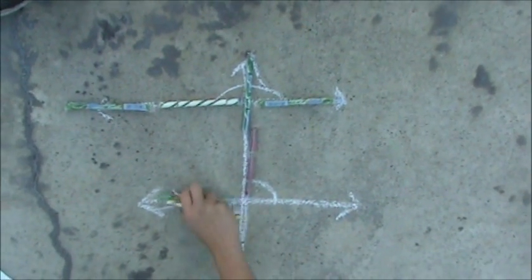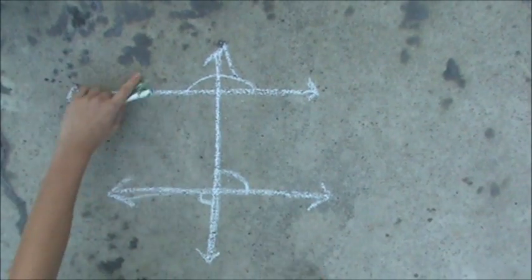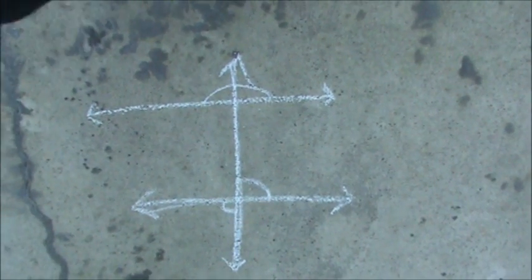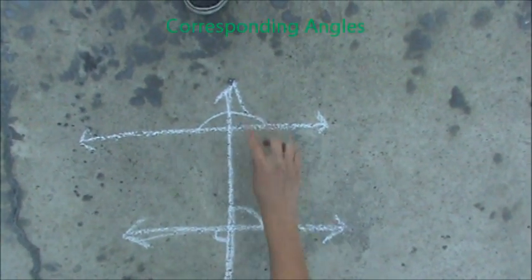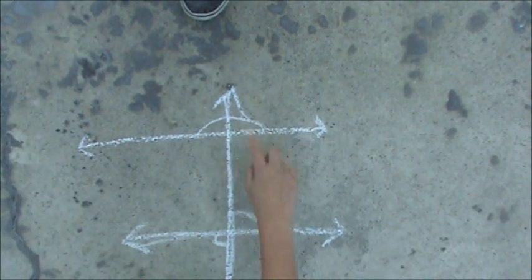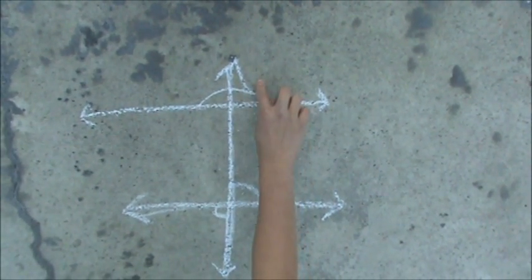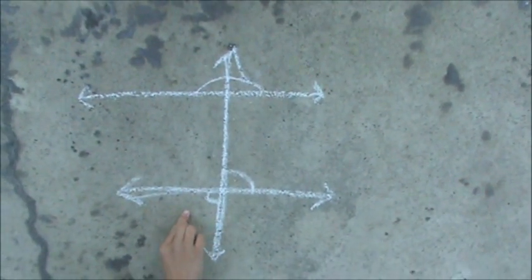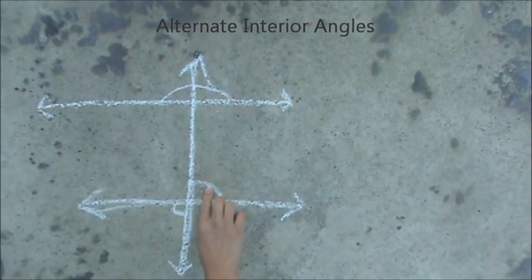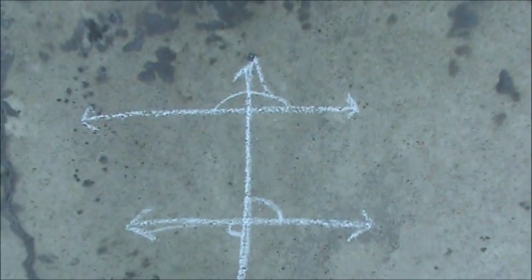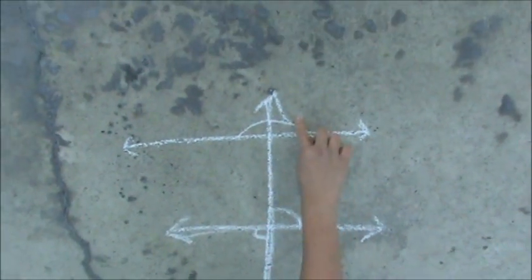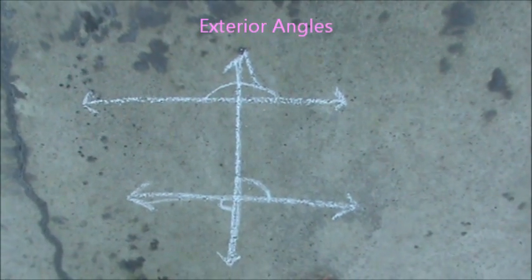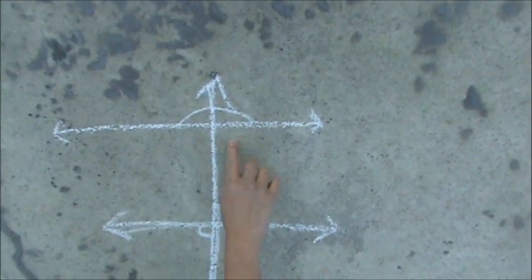Again, we have 2 parallel lines right here. These 2 lines right here are cut by a transversal. Now, there are many angles that are congruent in this picture. As you can see right here, these 2 angles are corresponding angles and are congruent. These 2 right here are alternate exterior angles and also congruent. This angle and this angle, which are alternate interior angles, are congruent too. These 4 angles are considered exterior angles, and these 4 angles are considered interior.